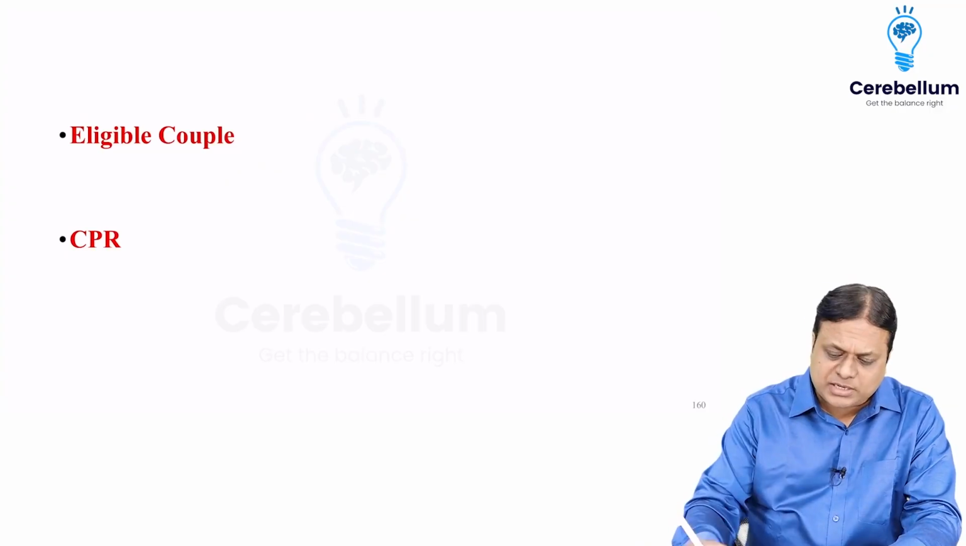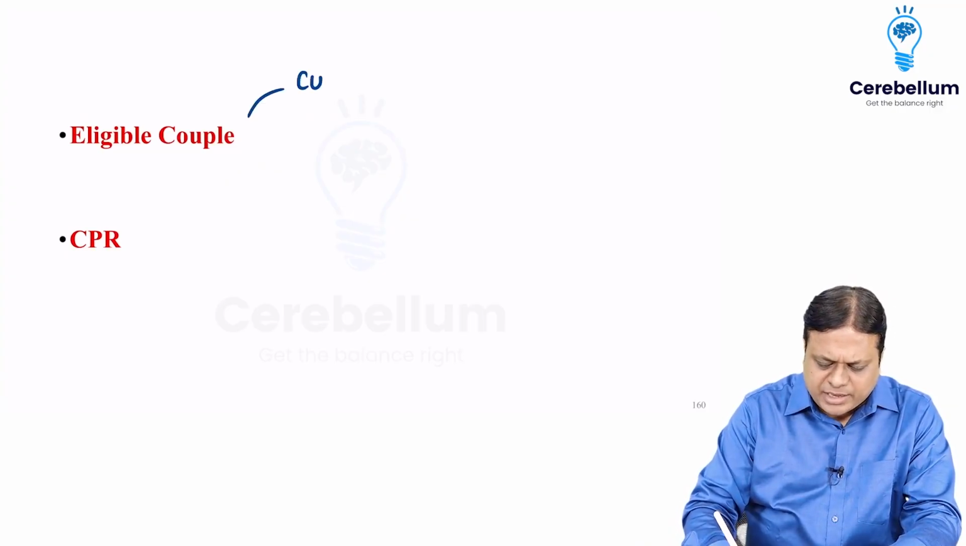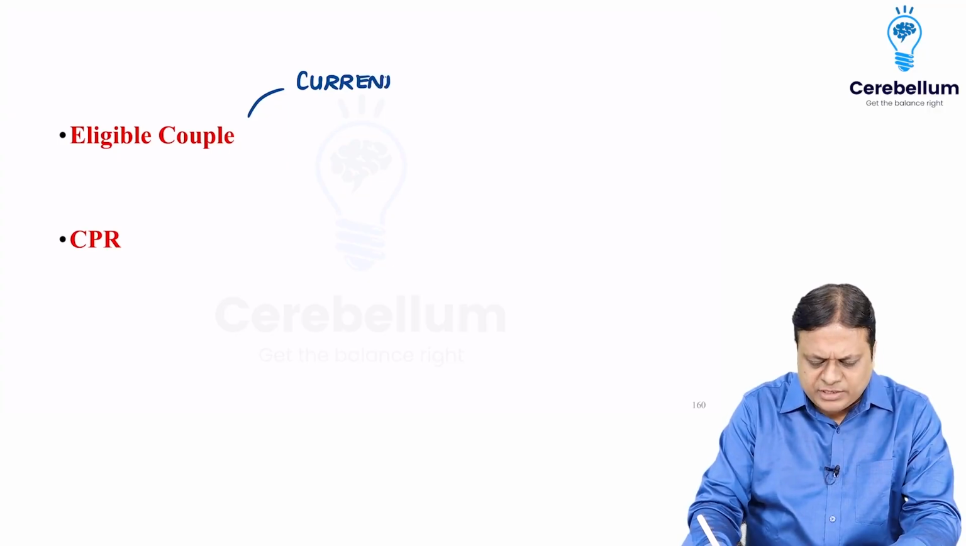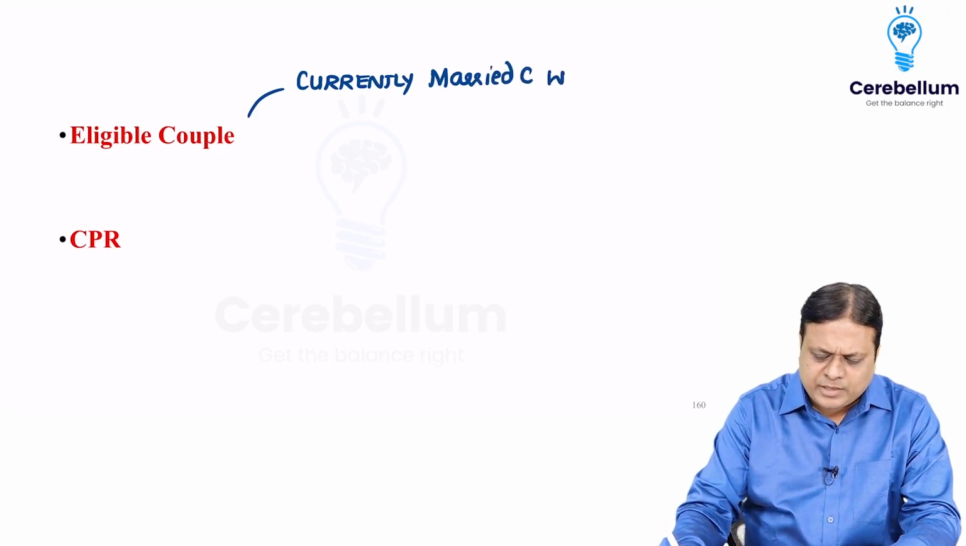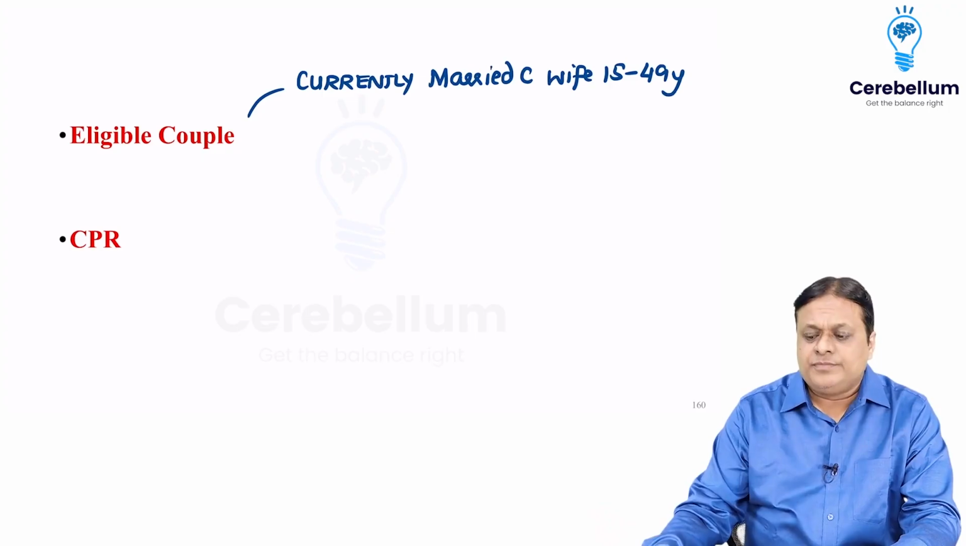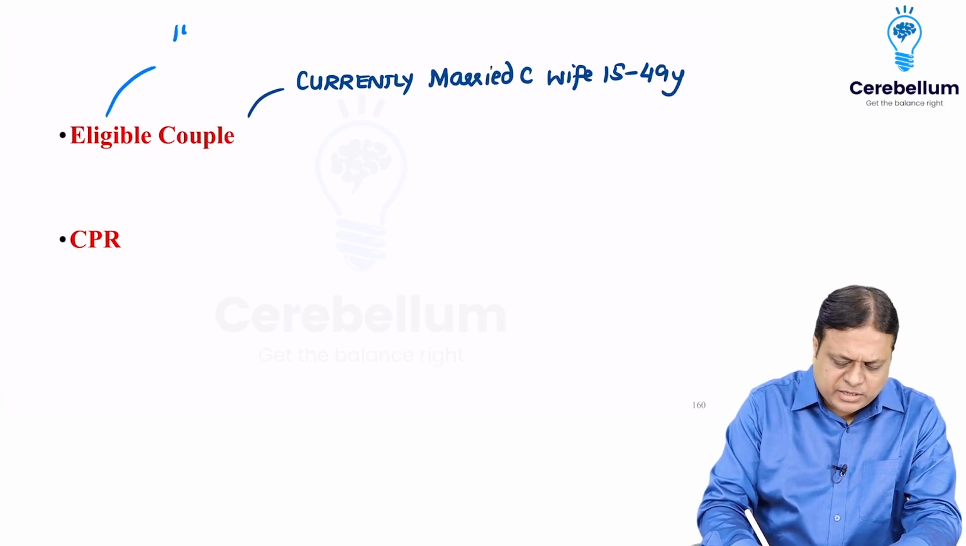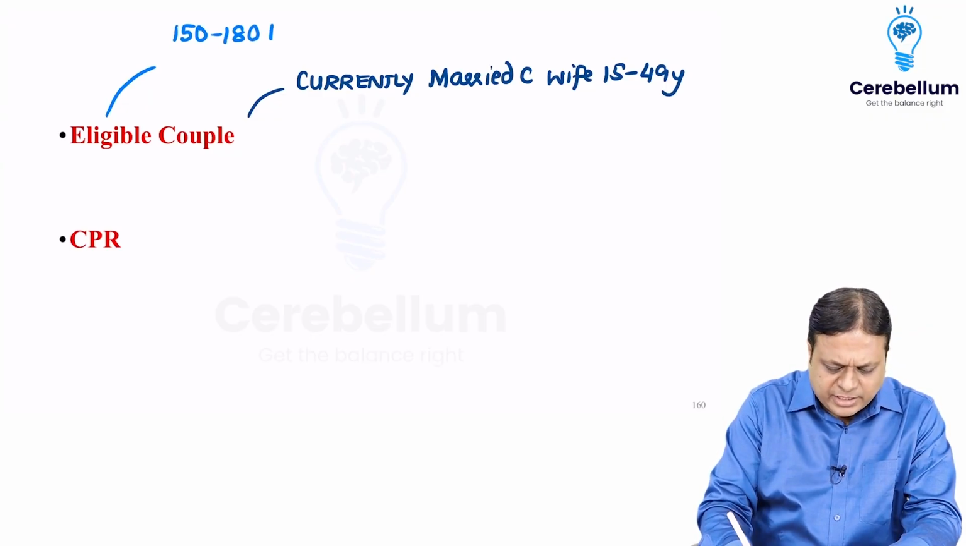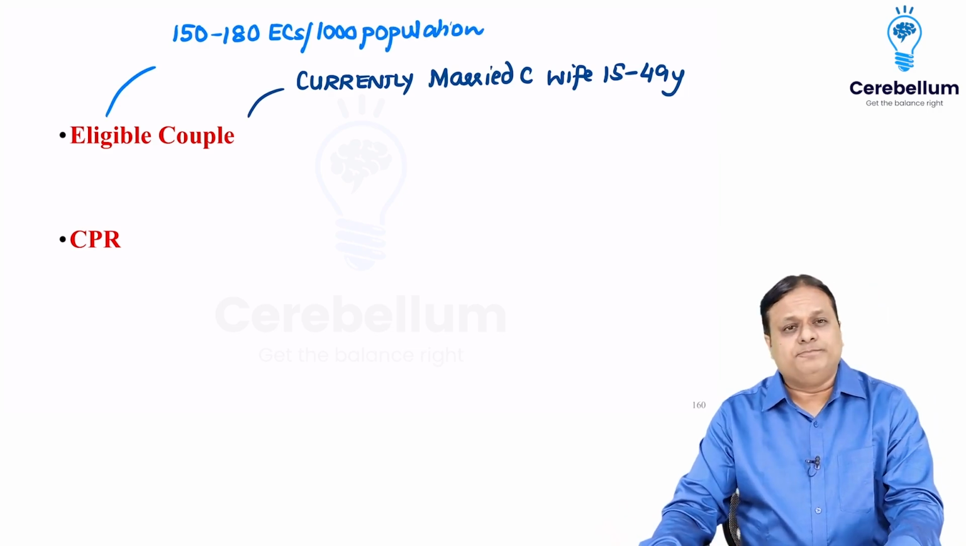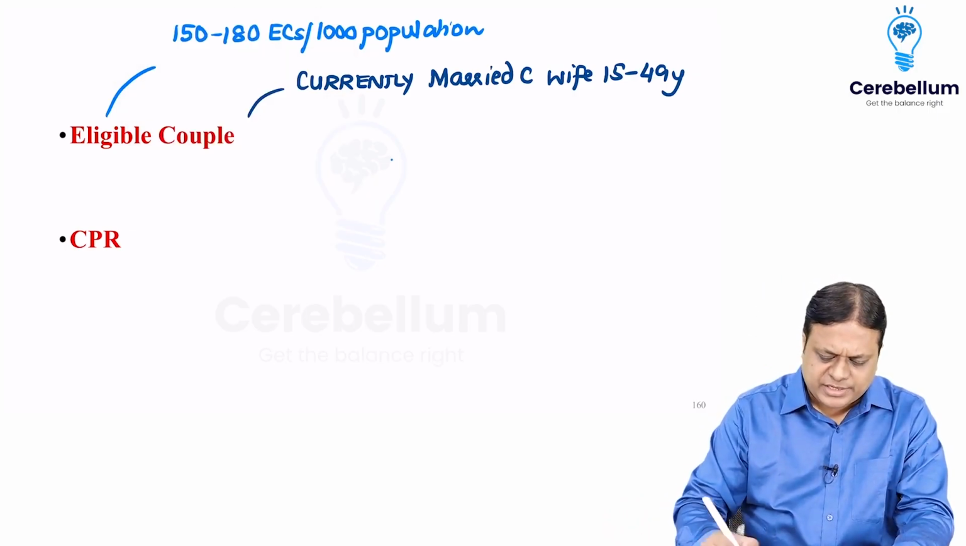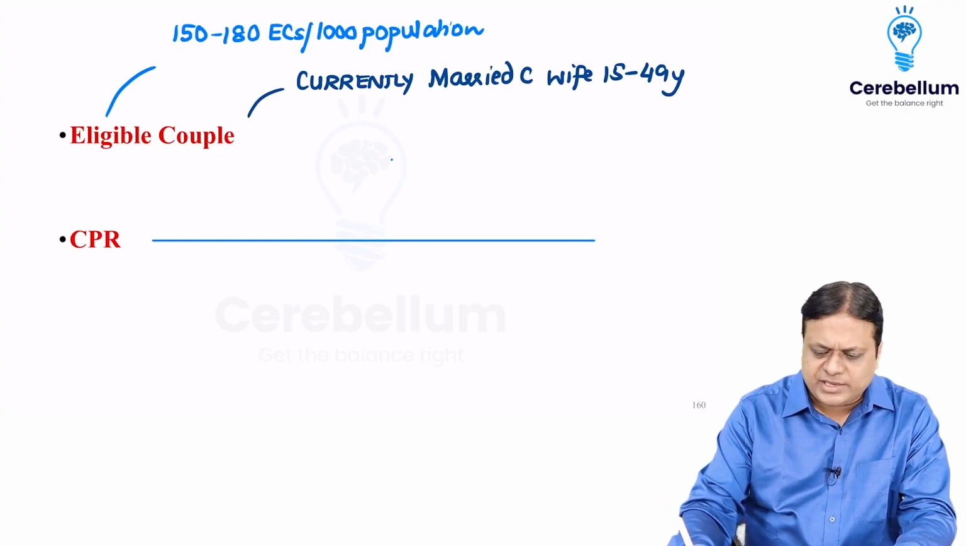We look at eligible couple. It is a currently married couple where the wife is in reproductive age group. They should be targeted for contraceptive services in the RCH program. We believe around 150 to 180 eligible couples per 1000 population is the eligible couple rate in our country. Couple protection rate. How many couples are protected against pregnancy?